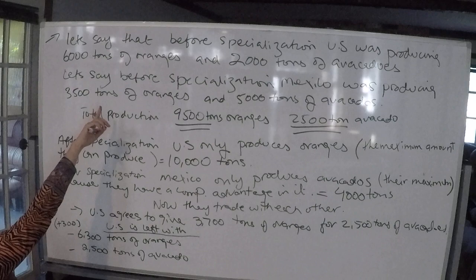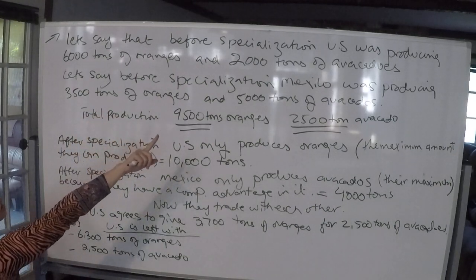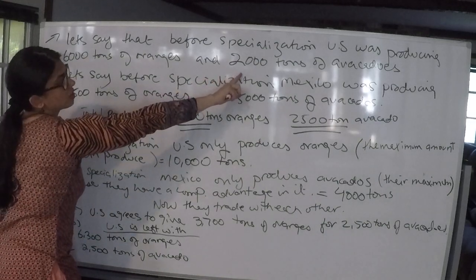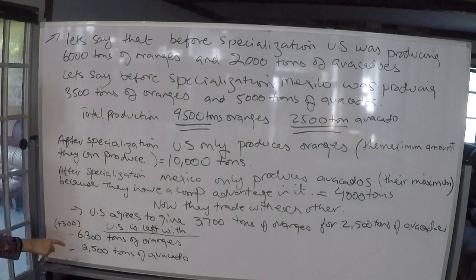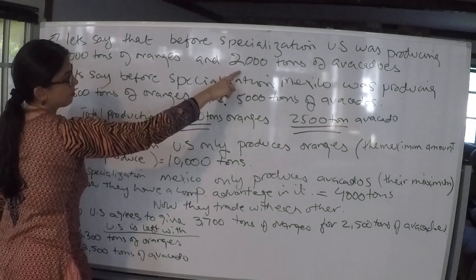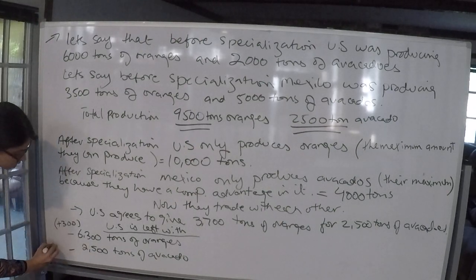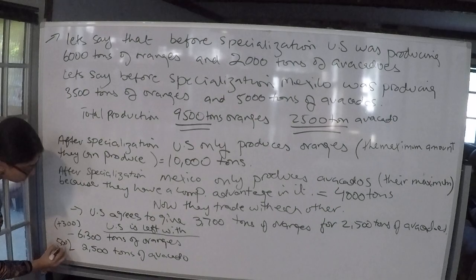Before the trade or specialization, US was only going to have 2,000 tons of avocados. After specialization and trade, it has 2,500 tons of avocados, so that's a gain of 500 avocados.